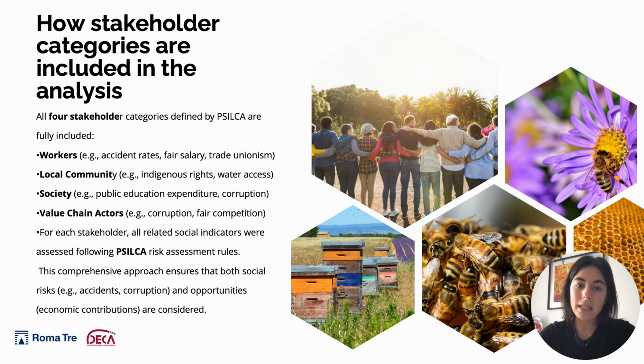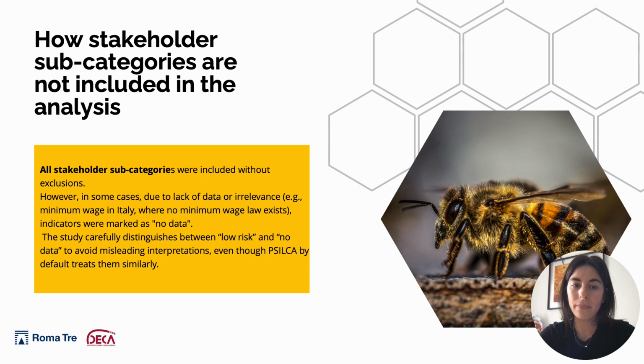The assessment covered the whole four SLCA stakeholder categories: workers, local community, society, and value chain actors. Each category was analyzed through multiple indicators, 74 in total, ranging from fair salary and accident rate to corruption, freedom of association, etc.